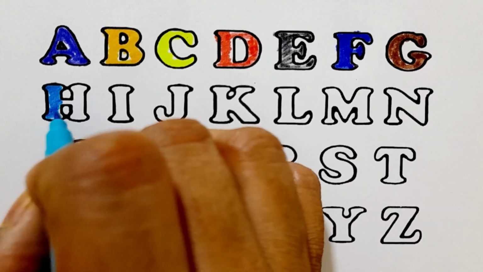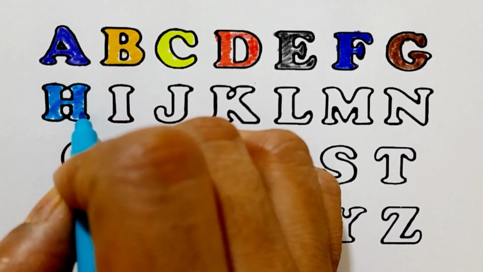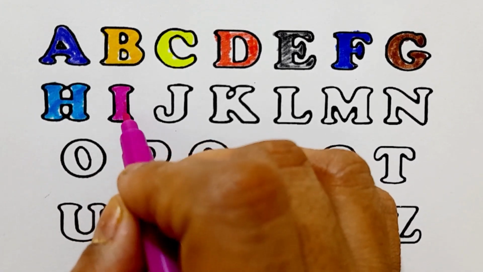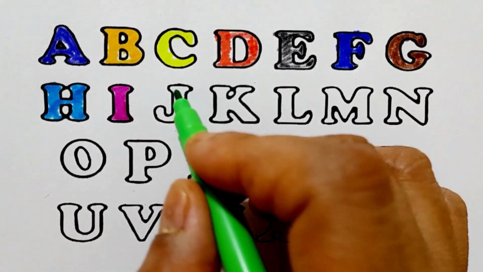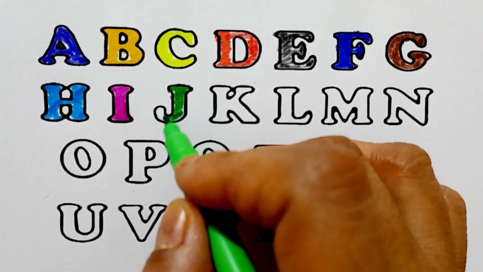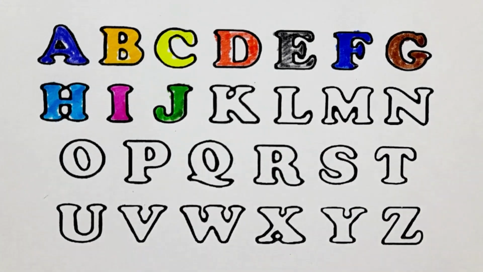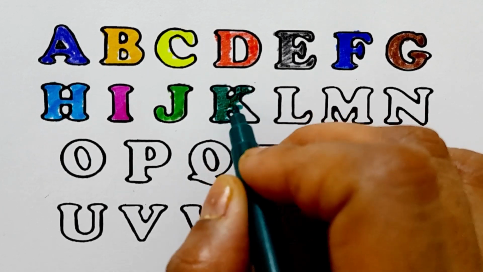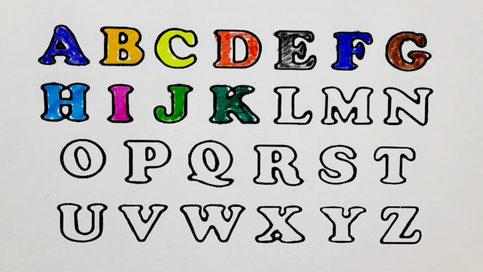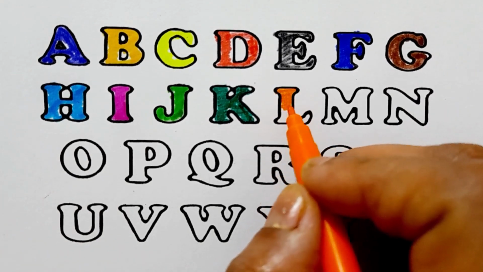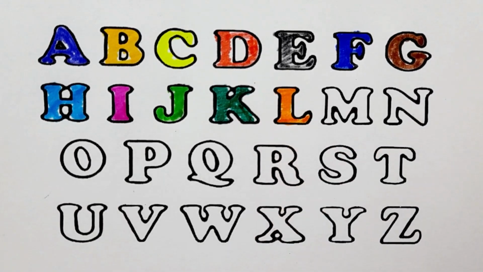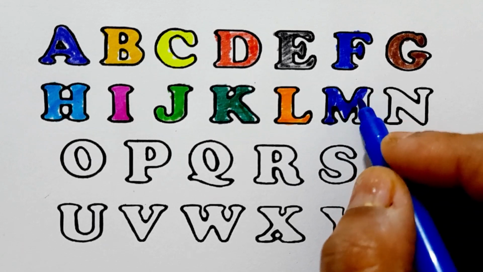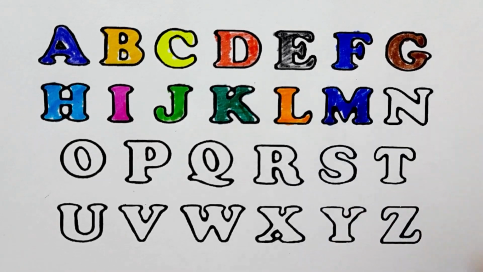H for hanky. I for ice cream. J for joker. K for kangaroo. L for lamp. M for mosquito.